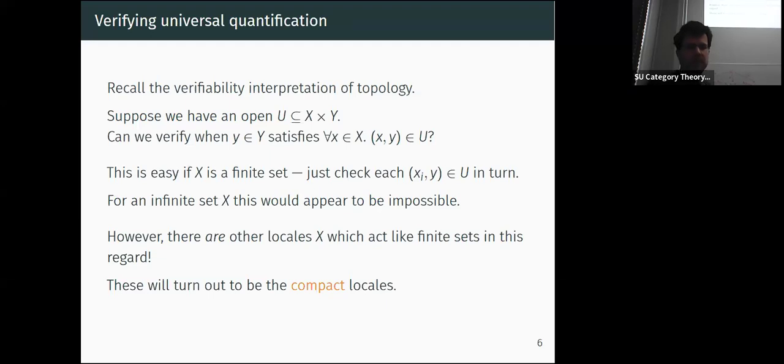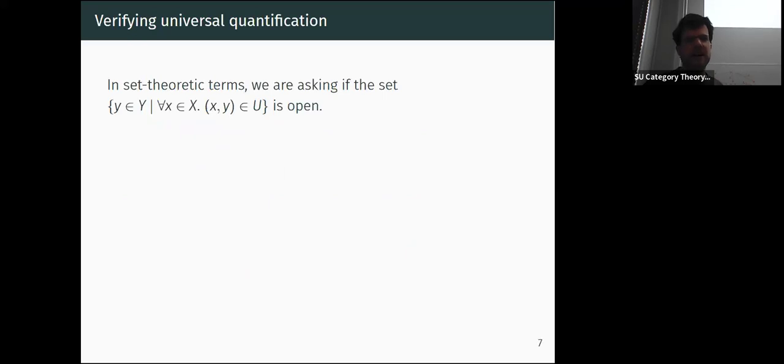Okay, so let's look at this in a bit more detail to see how it's working. This slide is just for intuition, because I don't want to get into all the categorical logic in order to do it completely formally. But I think the intuition should be fairly clear. So we're considering the set of all y such that for all x, (x, y) lies in U for some open U. And we're asking if this is verifiable, so we're asking if this set is open.